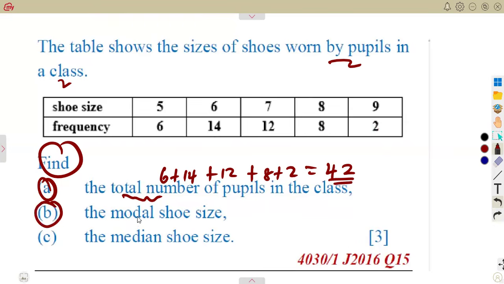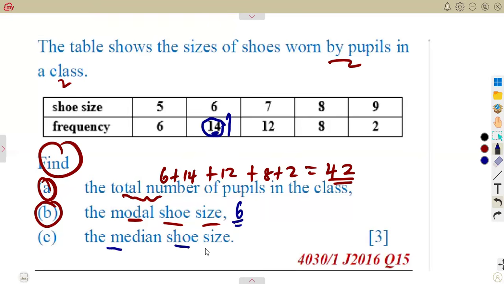B, find the modal shoe size. Which shoe size is appearing the most? Remember from our introduction, I said this is the most occurring number, the most appearing number. So which one? 14, but it is from where? From 6. The highest frequency is 14, but which number is that? 6. The number with the highest frequency. So that is shoe size 6.